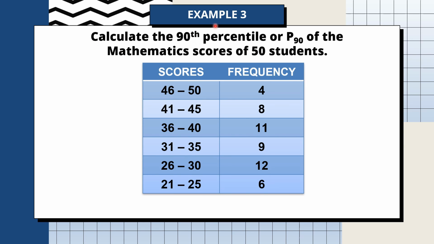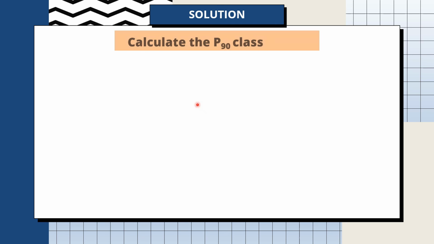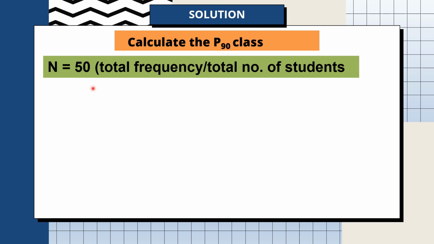Next, proceed naman tayo sa example number 3. So, using the same data, let's try to solve naman about percentile. So, solve naman natin yung 90th percentile or yung P sub 90. Proceed na ulit tayo sa third step, which is to calculate the P sub 90 class. So, using the value of n, which is 50, and yung k natin na 90, kasi nga P sub 90 na yung kailangan natin i-solve.